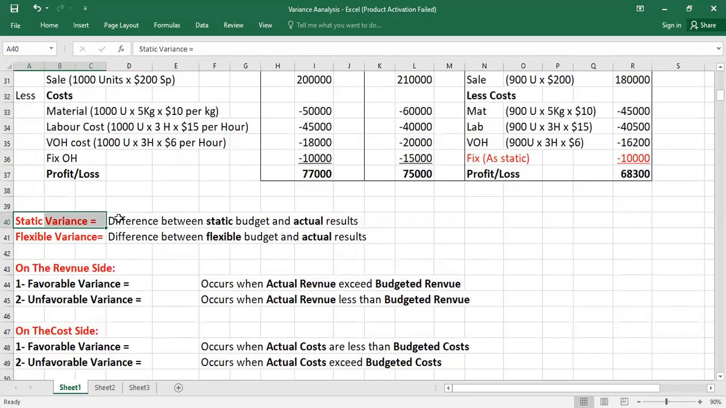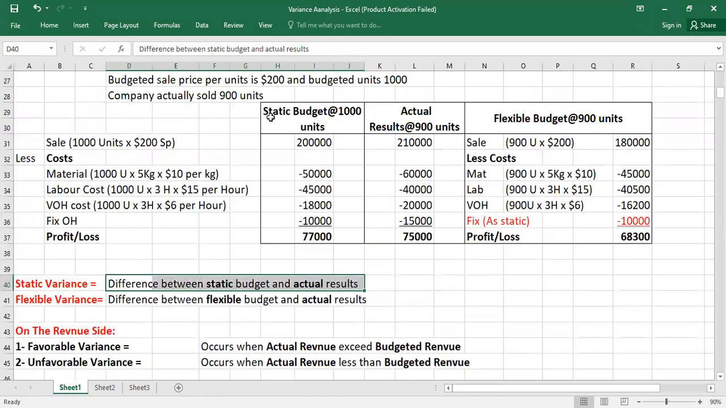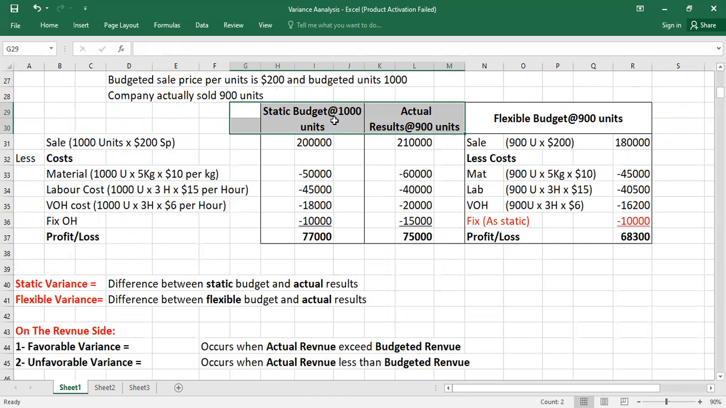Static variance is the difference between static budget and actual results. If you look at the example, if I compare the static budget with the actual results, this will give me the static variance. And now you should keep the difference in mind: what is the difference between static budget and actual results?